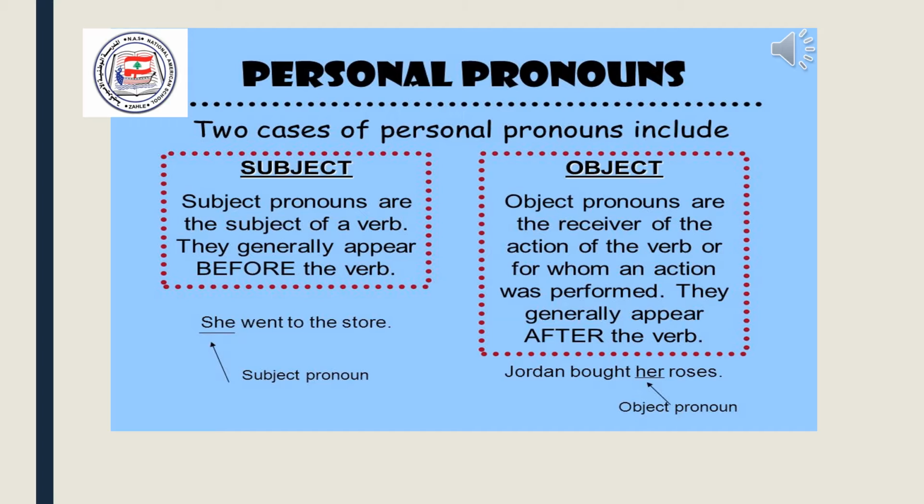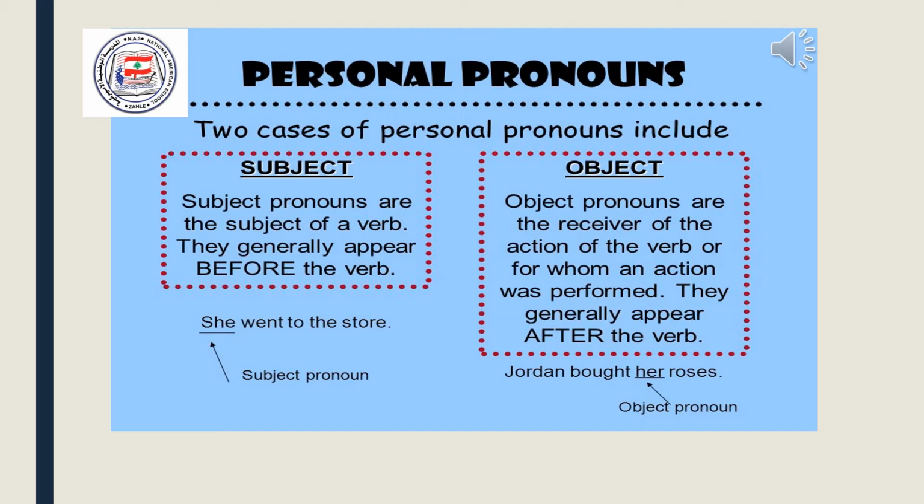Two cases of personal pronouns include subject pronouns and object pronouns. Subject pronouns are the subject of a verb. They generally appear before the verb. For example, she went to the store. She is a subject pronoun that came before the verb went.